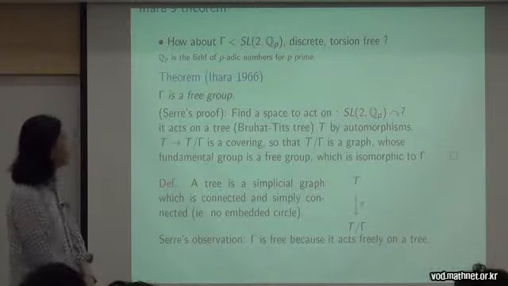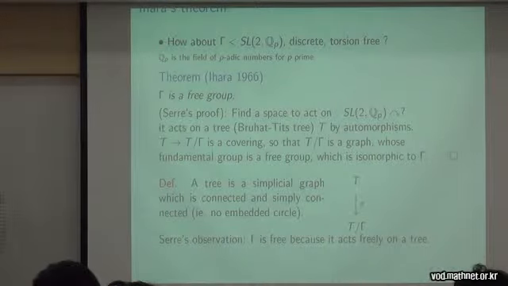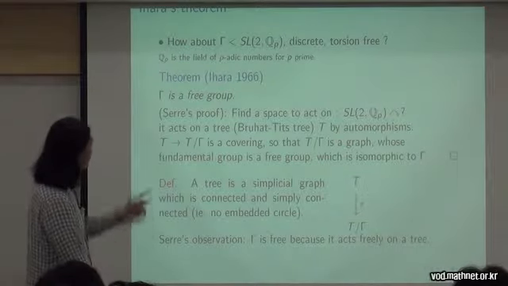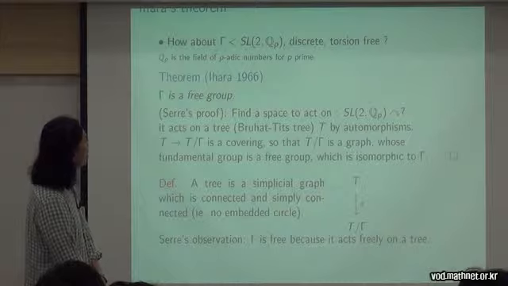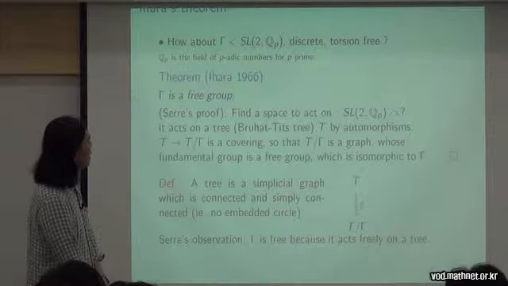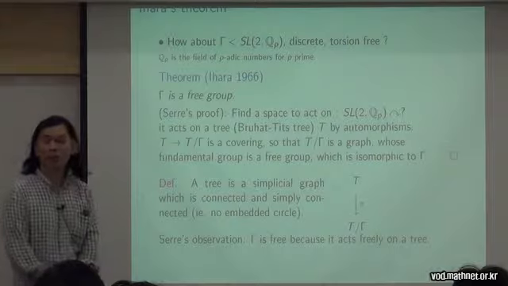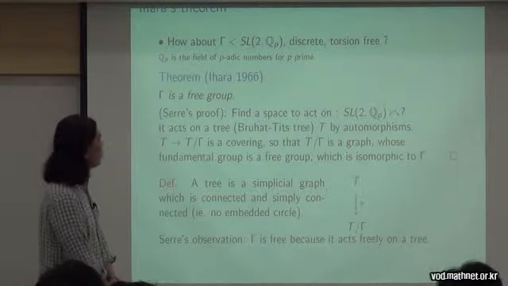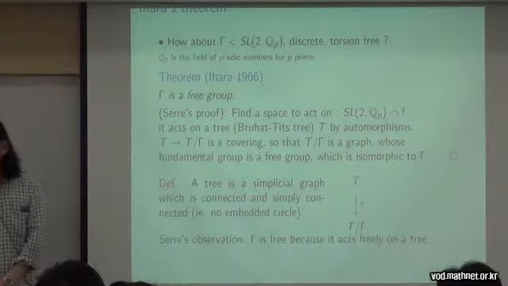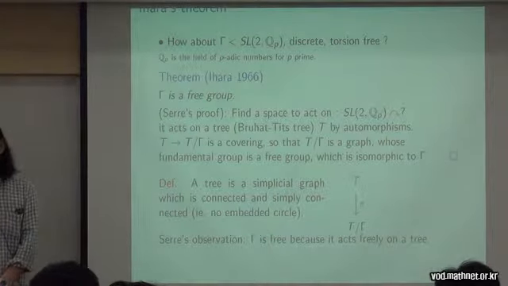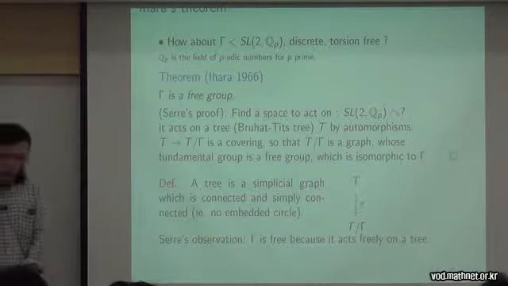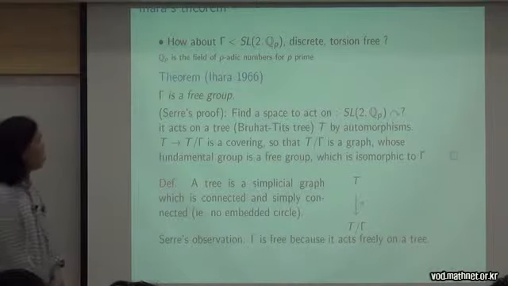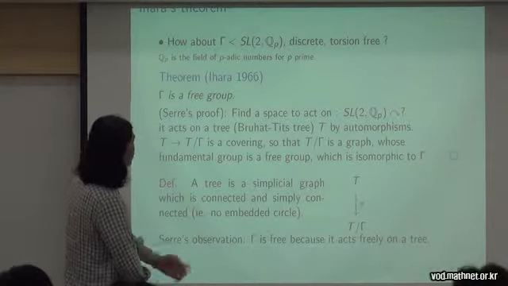So this Q_p is the field of p-adic numbers for p prime. I don't know much about it, but Q_p is another way to complete Q. Of course, one completion of Q is R, which looks very natural. But there is another way to complete Q as a topological space, and that's going to be Q_p.